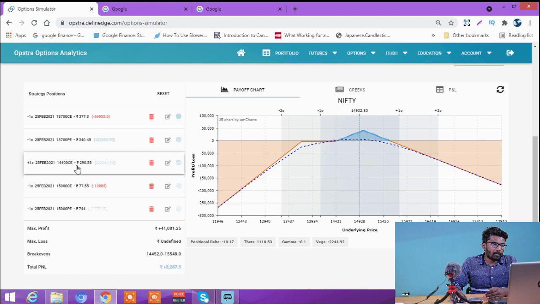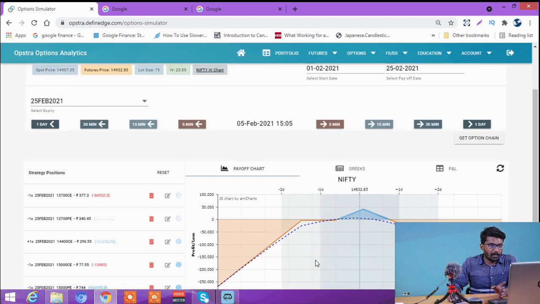And the call which we bought when the market was around 14,350 is also making a good profit. 27,000 profit here and 22,000 profit here. That comes to around 50,000 profit. And the second one, the 15,000 straddle which we sold, is also making a profit. The 15,000 call is making a loss of around 12,850, and the 15,000 put is making a profit of around 32,197.